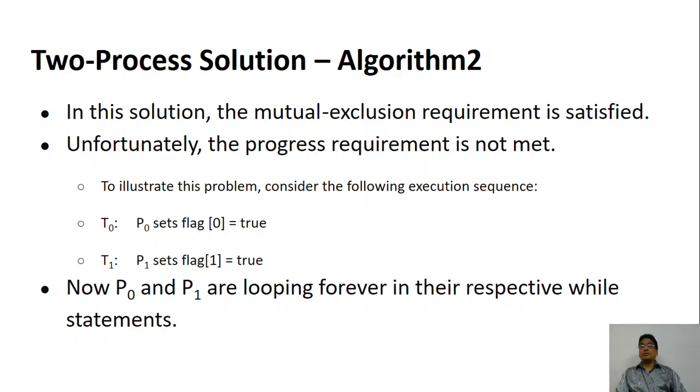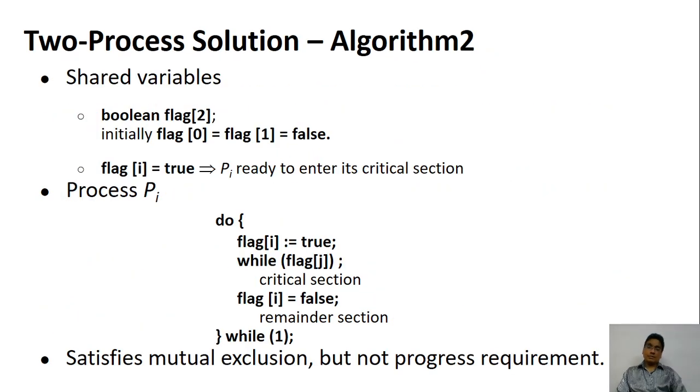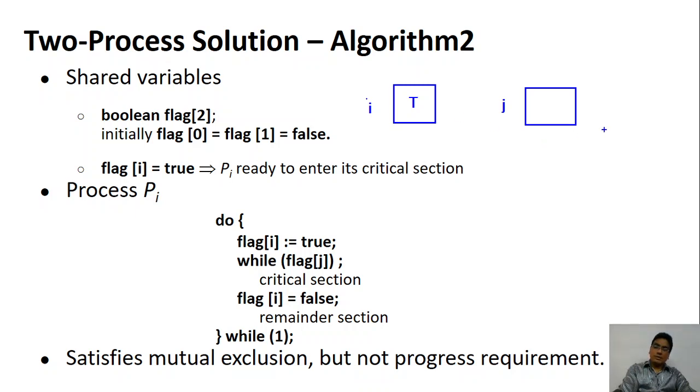Okay, so let's look at the scenario at a given instant of time. Let me go here and explain it. Let's assume that this is the process I and this is the process J. I says I am interested. At the same instant, J goes and says I am also interested.